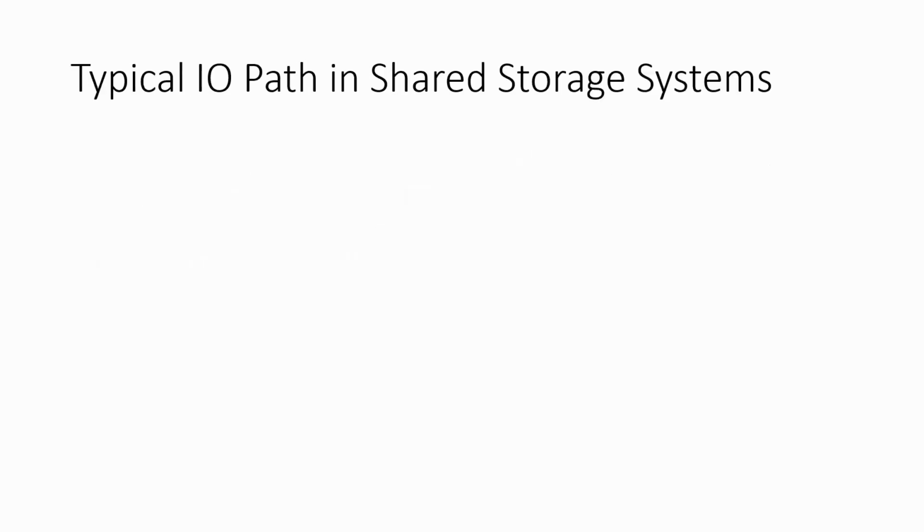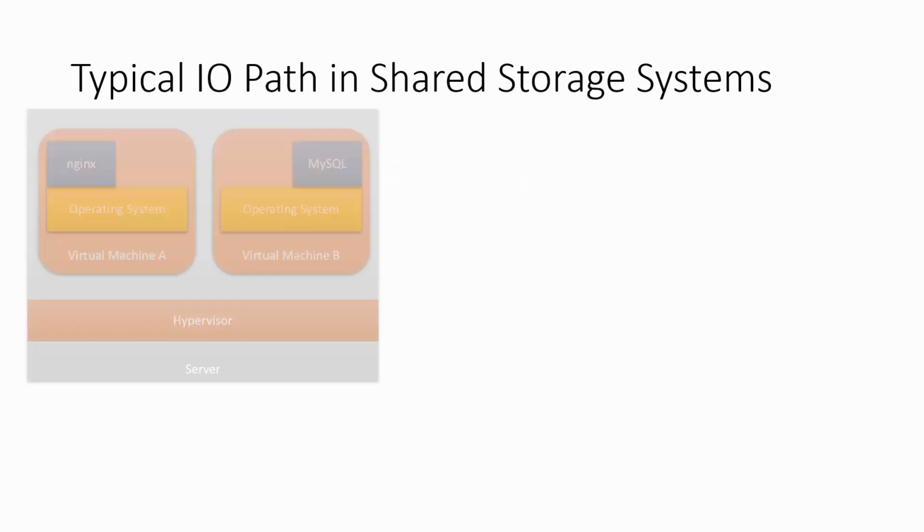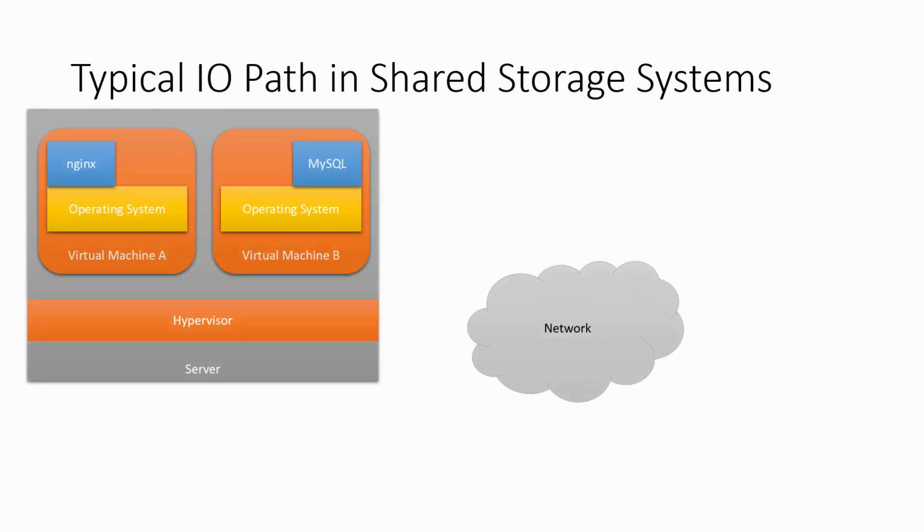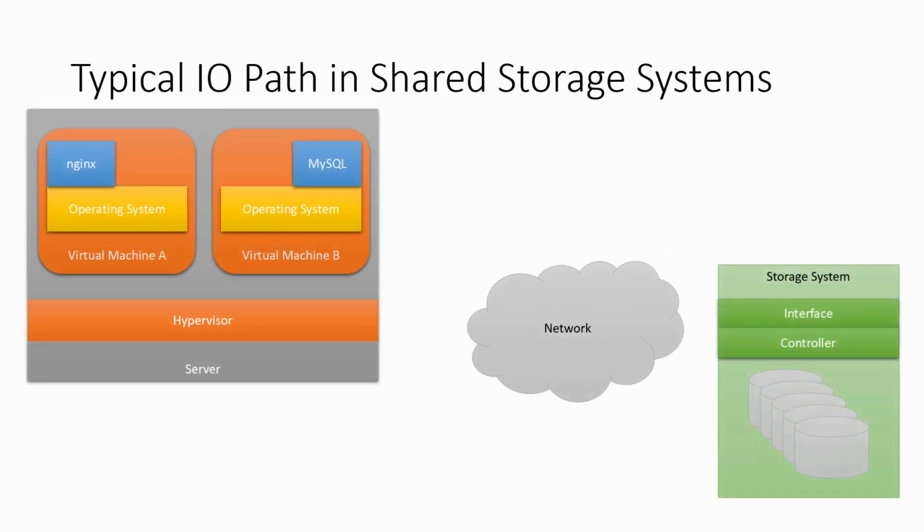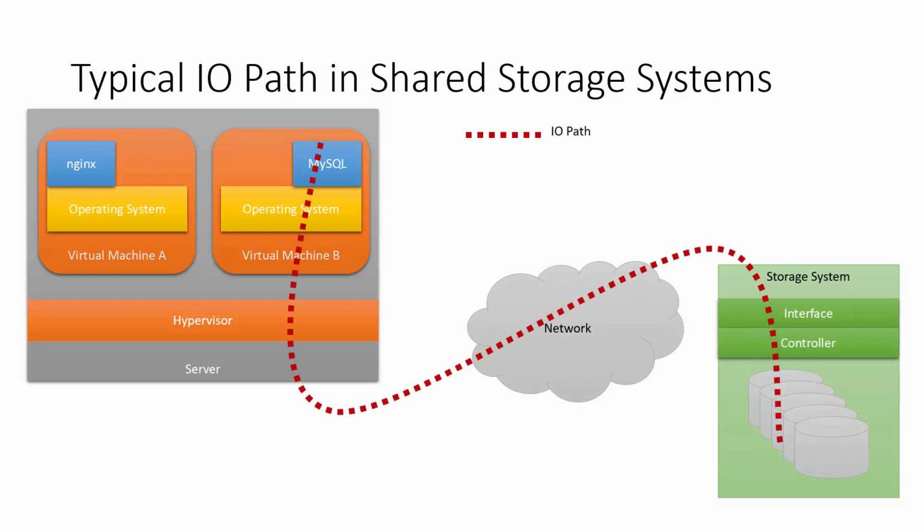Let's take a look at the typical I/O path in shared storage systems. Given a server, network, and a storage system that contains shared disks for the virtual machines in the server, a typical I/O path would extend from the application running inside the virtual machine, through the operating system running in the virtual machine, through the hypervisor and the server hardware, through the network, which may contain multiple forwarding devices, and then through the storage system, through its interface controller, and then finally to disk.